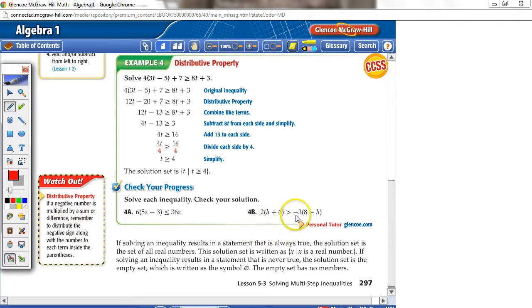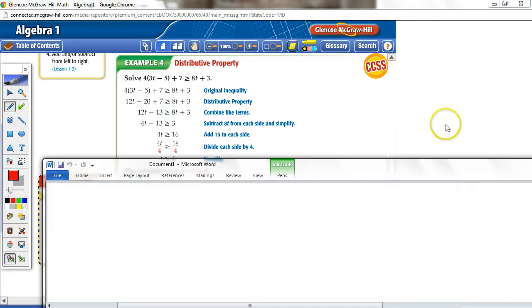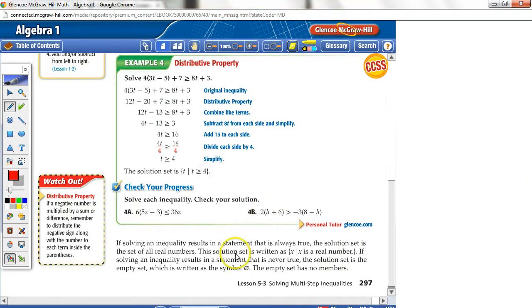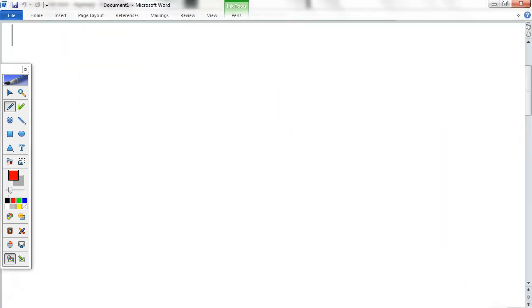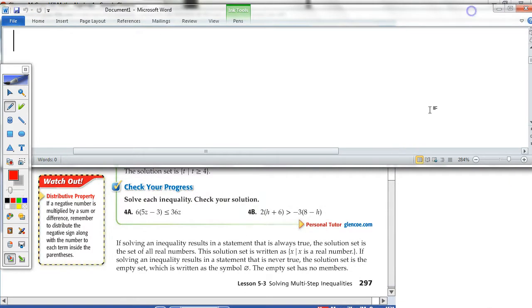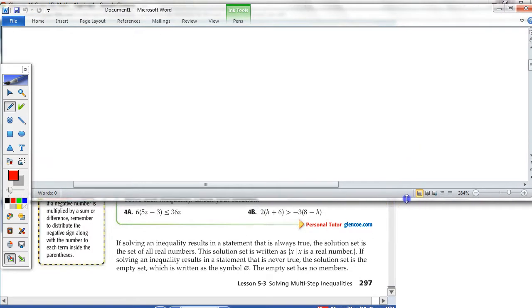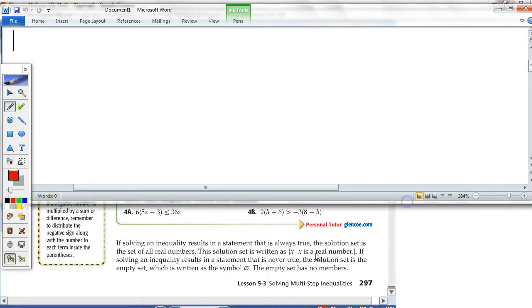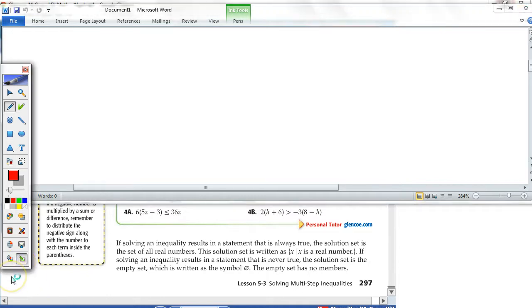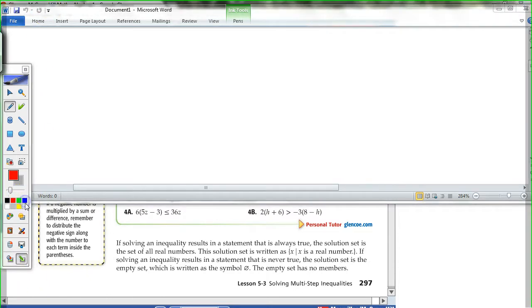Alright, so this watch out about this negative is a little bit more complicated. So let's do it on a separate sheet. Alright. So as long as you're taking the proper steps, it's not that complicated. You're just doing distributive property just like you would with an equation.